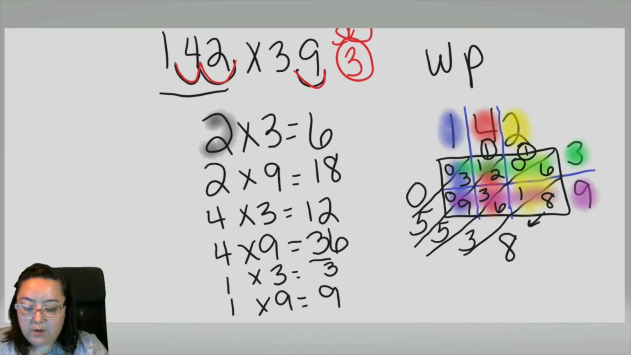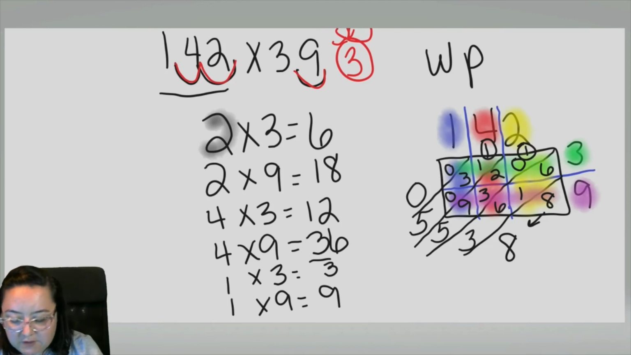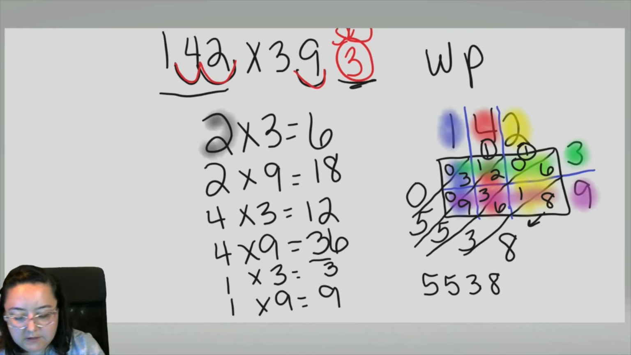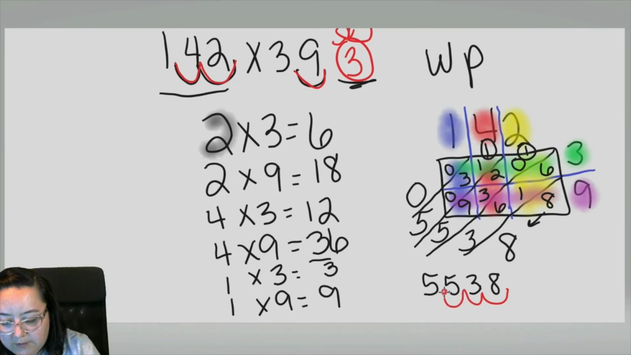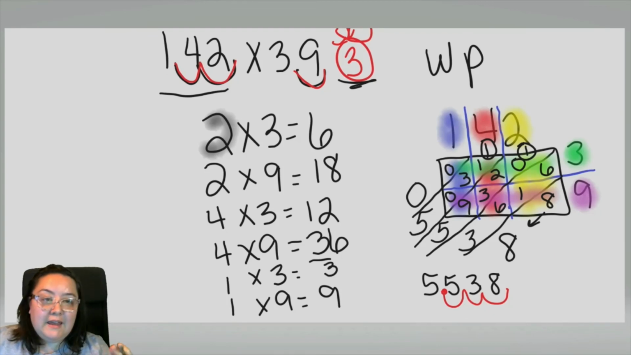So now, we are not done with this problem. We have our initial product, but we have to unwrap our present. We have to rewrite our digits. And we need to kick our decimal back into the problem 1, 2, 3 times. And our product is 5 and 538 thousandths.